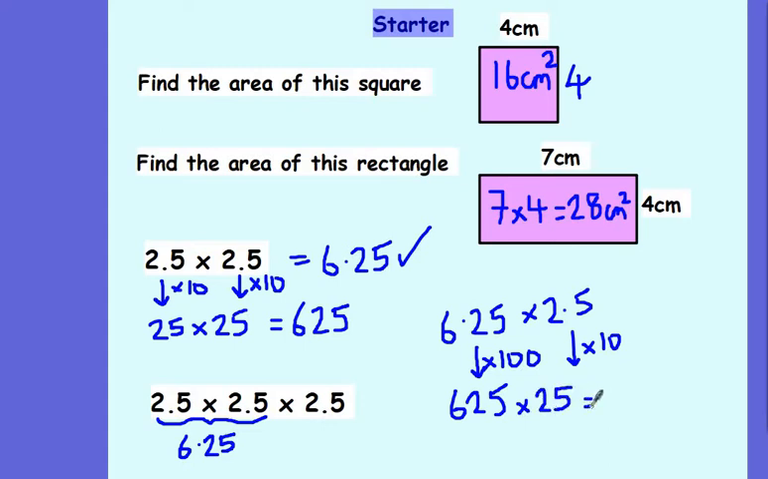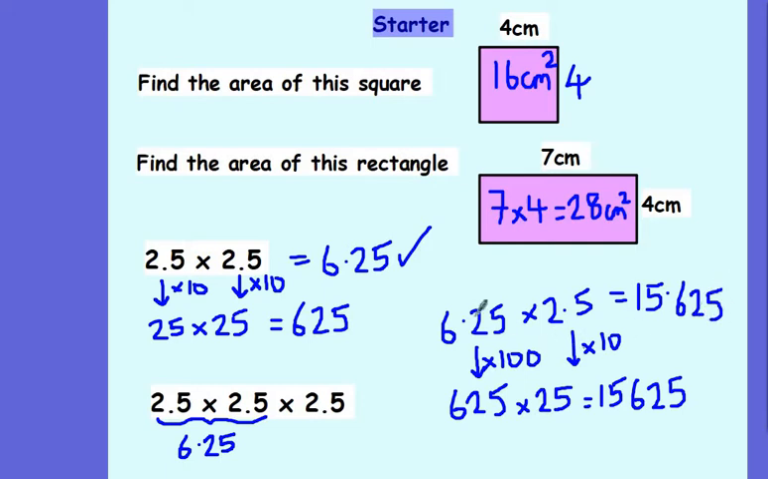I can then work that out either using column method or grid method, I do not mind. 625 times 25 would give me 15,625. I want to put my decimal place back in now. To do that I need to divide by 10 to undo what I did here and then divide by 100, which will give me 15.625.